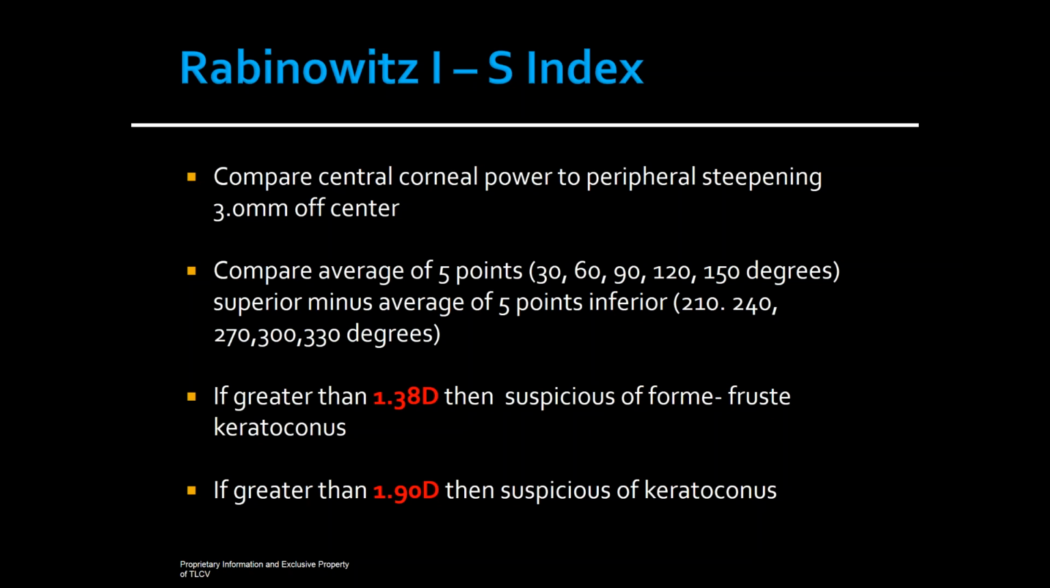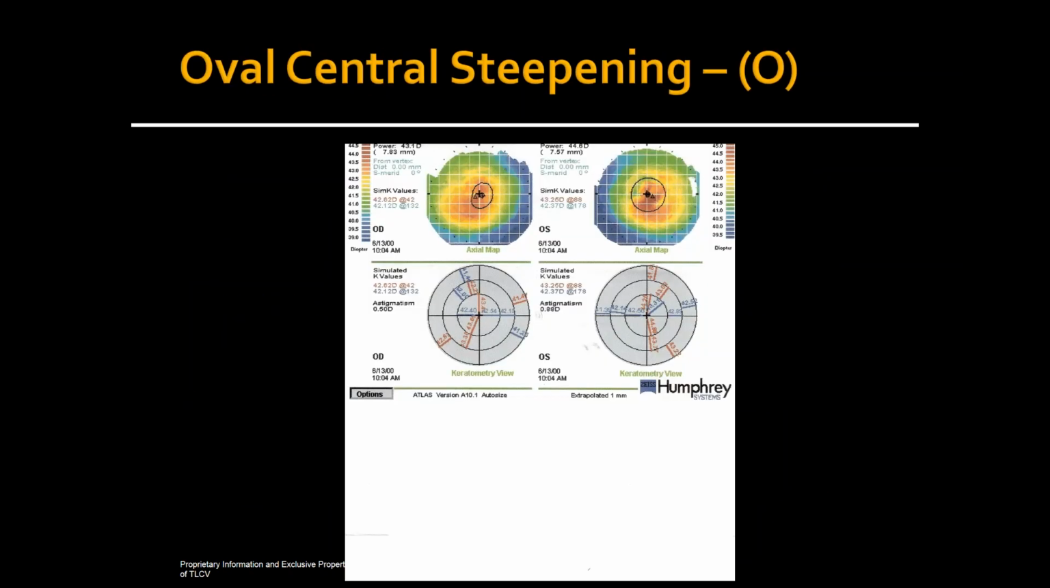Clinically, most of us in the clinic will use a 2 diopter cutoff as our abnormal IS ratio, but it can be a very handy tool just looking at the superior and inferior and making that dioptic comparison, and just subtract them and see what you get. Some very quick examples of shape classification.